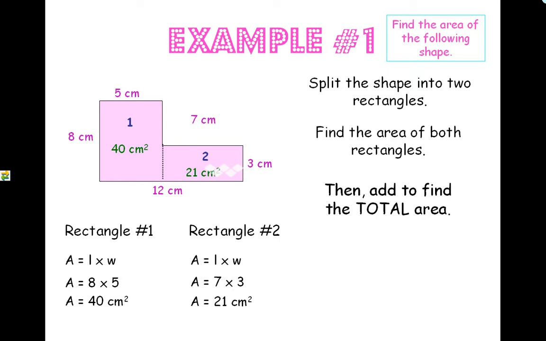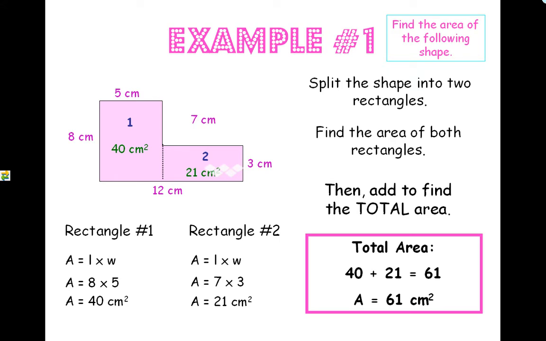Now we have to find the total area. We add them together. So 40 plus 21 is equal to 61. So the total area for this shape, this composite shape, is 61 centimeters squared.